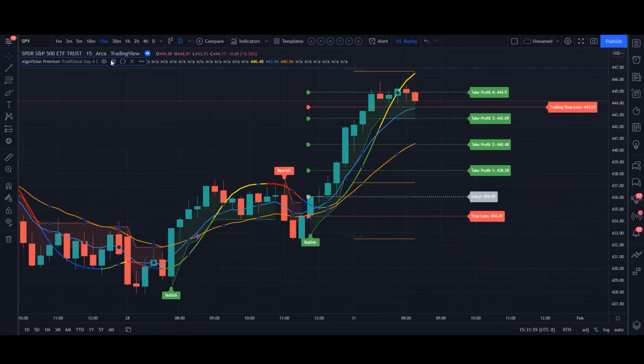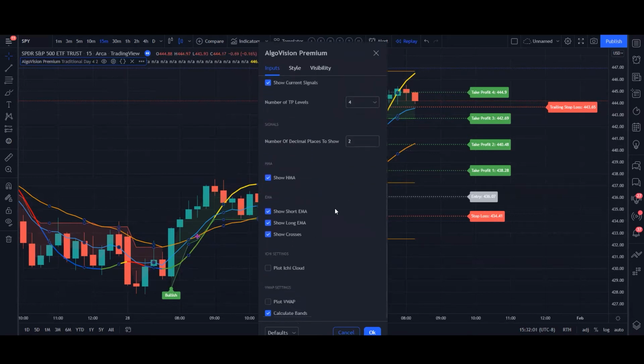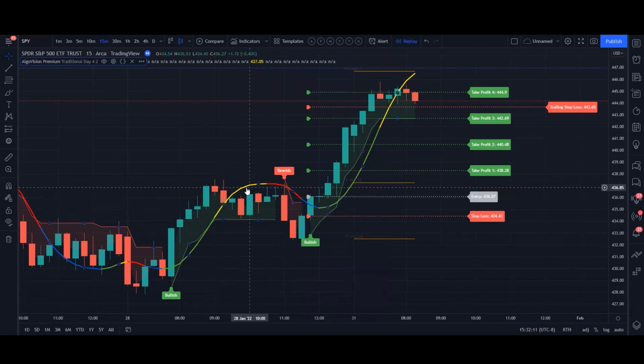And once again, to turn off the EMAs, just go to the settings tab, scroll down over here, and you can unclick from these different points right here. Let's go ahead and leave those unclicked, and let's talk about some of the other on-chart indicators.